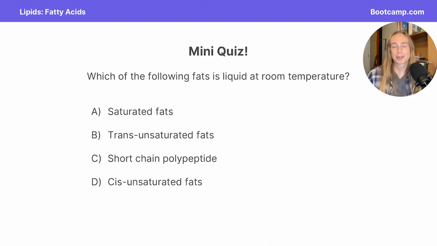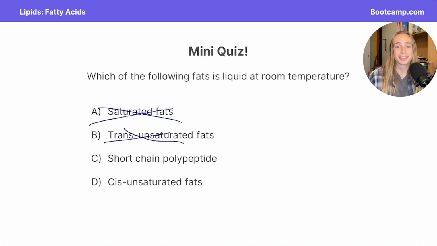Okay, so now that we've finished with the lesson, let's go ahead and have a mini quiz. So, which of the following fats is a liquid at room temperature? So starting off with A, a saturated fat is something like butter. Butter is solid at room temperature, so we can discount this one. B is a trans-unsaturated fatty acid. Remember that trans-unsaturated fatty acids are capable of tightly packing together like a saturated fatty acid. This ability to be tightly packed results in trans-unsaturated fatty acids typically being a solid at room temperature, so we can get rid of this one too.